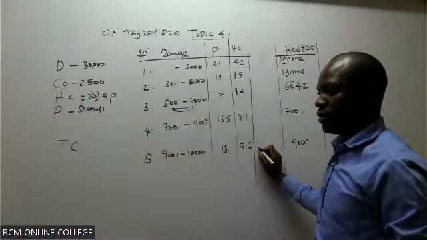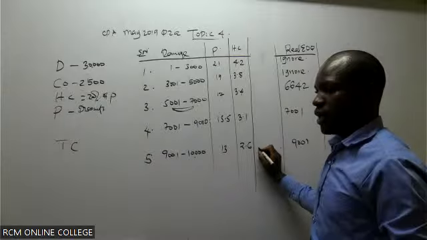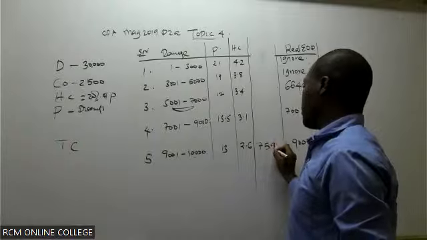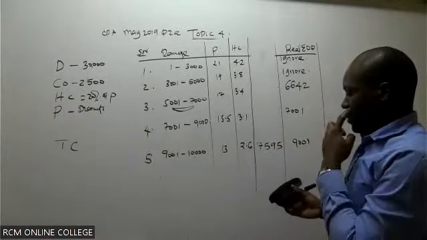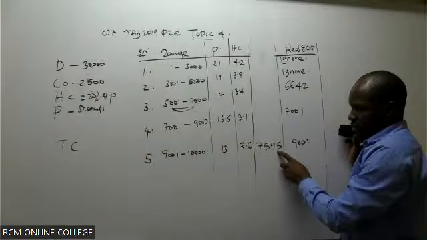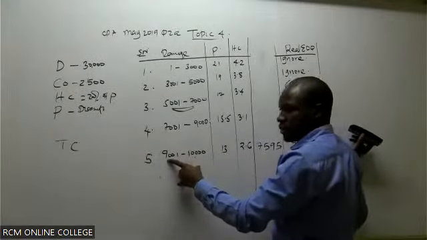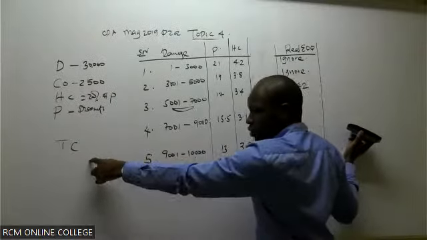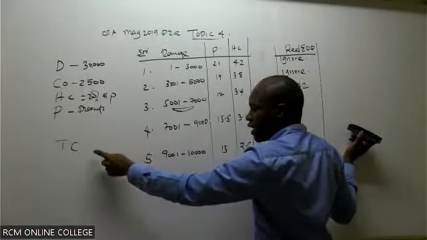Give me a figure. 79.75, 95. Haiko hapa katikati. 7,000. Before you reach 9,000, 7,000 iko somewhere here. So it is below this range.